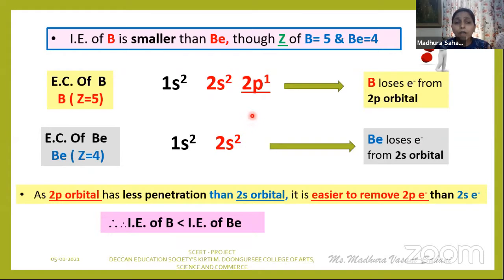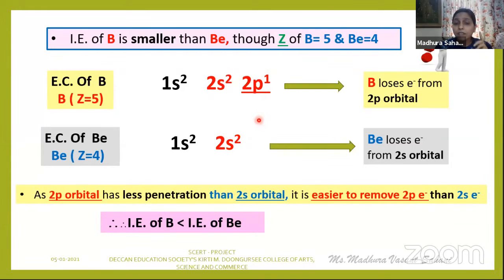Now, if you look at the valence shell configuration for boron as well as beryllium, you will come to know that in the case of boron, it has only one electron in the 2p orbital. So it is easy for boron to lose the electron from the 2p orbital because the 2p orbital has less penetration than the 2s orbital. Hence, it is easier to remove the 2p electron than the 2s electron. Correct.